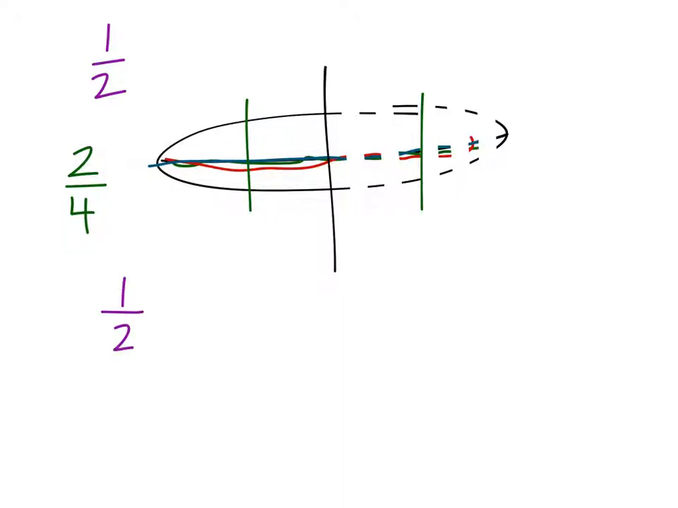1 out of 2 pieces is the same as having 2 out of 4 pieces. And if we continue to slice this up, I could have 3 out of 6, 4 out of 8, and so forth. Okay, these are all equal, which is what makes them proportional.